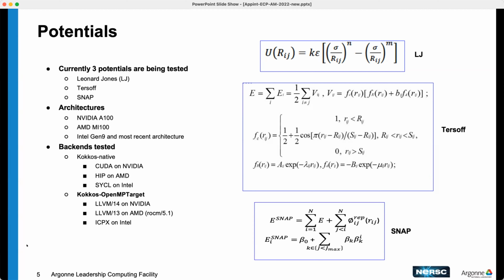Essentially, for NVIDIA GPUs, we use the native backend with CUDA, for AMD HIP, and for Intel SYCL. Apart from that, we're also trying to develop the OpenMP target backend and see how efficiently we can run the LAMMPS potentials with the OpenMP target backend on the respective GPUs. For that, we use LLVM 13 on NVIDIA. On AMD, we were using the LLVM 13 that comes with the ROCm compiler stack. And on Intel, we were using ICPX. Next slide, please.